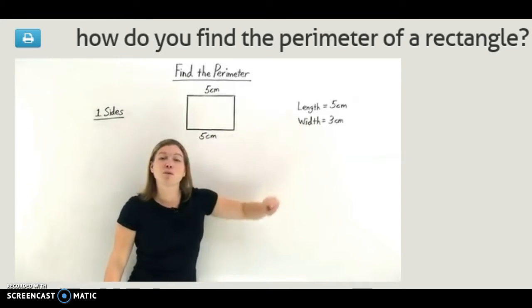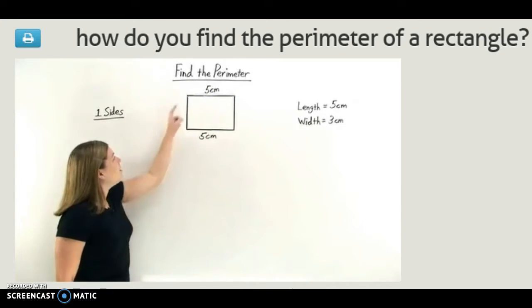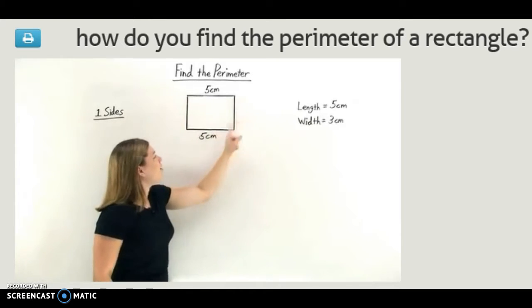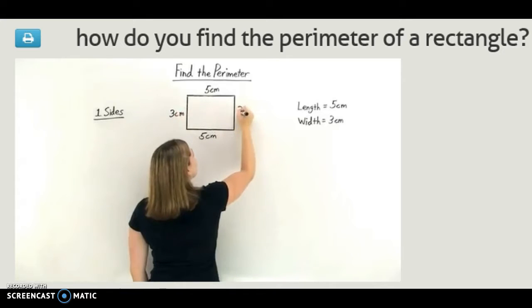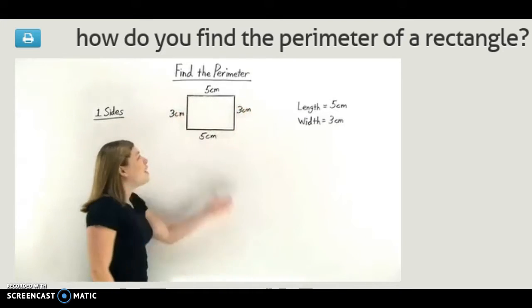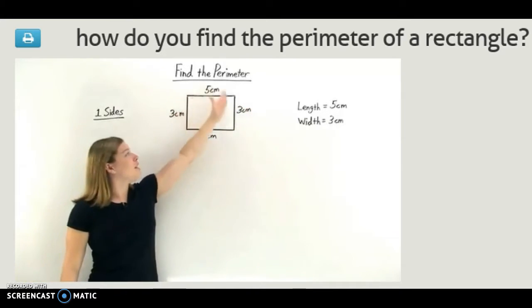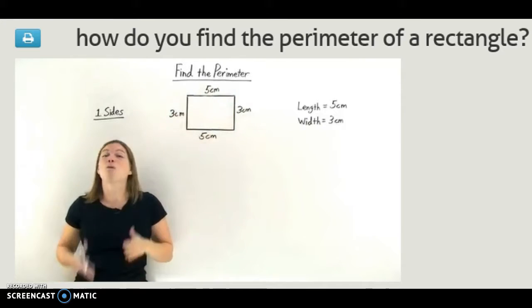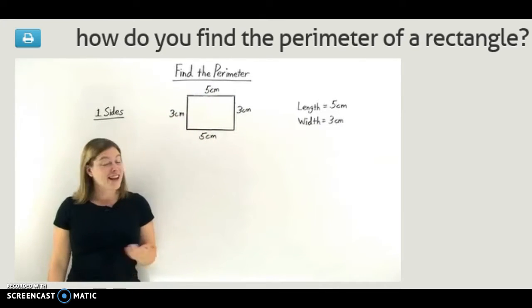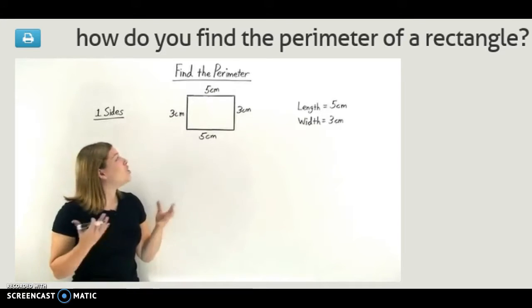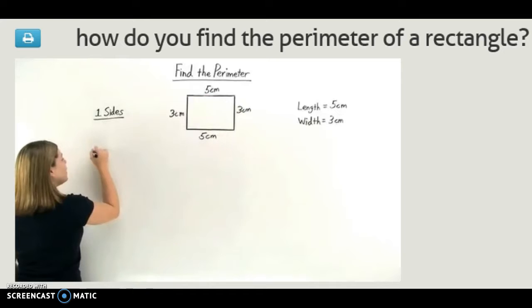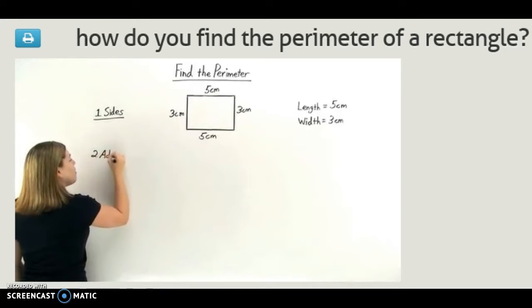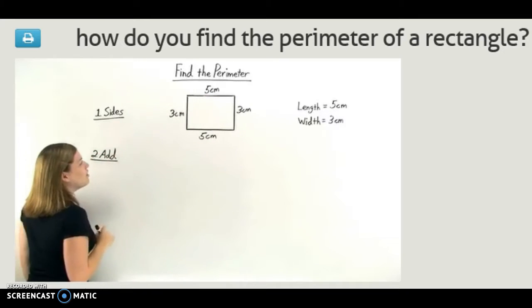Now the width is the measurement of the shorter side of the rectangle. That would be this side and this side. So, each of these sides measures 3 centimeters. So now that we've identified the measurement of each one of the sides of the rectangle, we're ready to find the perimeter. Again, to find this perimeter, we just need to add up all the side measurements together. Find that sum. So our next step is to add those measurements together.